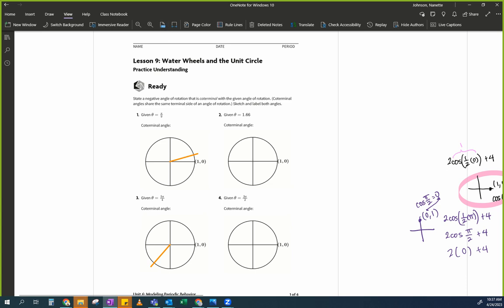So here we went this way, right? We went from here. We started at 0. We opened the book up, and that's 5 pi over 4, right?